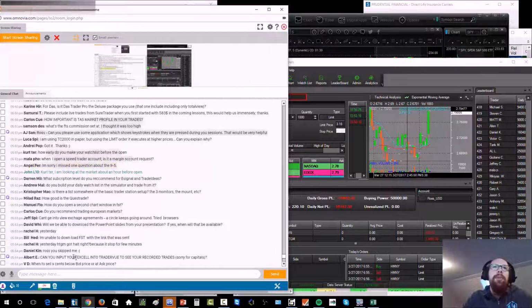Albert, yes, you can import trades. So you can import from Excel to TraderView. You just have to follow their data requirements. Daniel, I'll look that up.